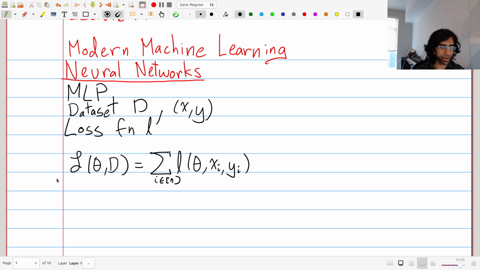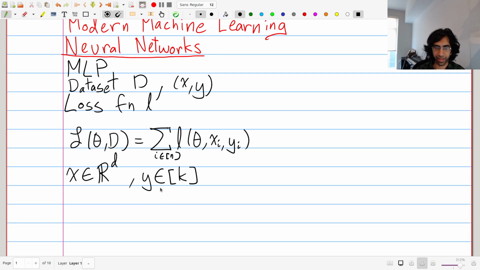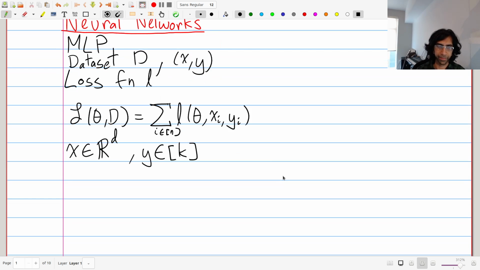But let's see what the setting is for neural networks. Before we proceed, let's suppose that the data domain that we have, that x is in R to the d, and the label space has y in k. That means that there's k different labels. If it was binary, then k would just be 2, because we could have y equals 1 or y equals 2. But we're going to say that y is a number in 1 through k.